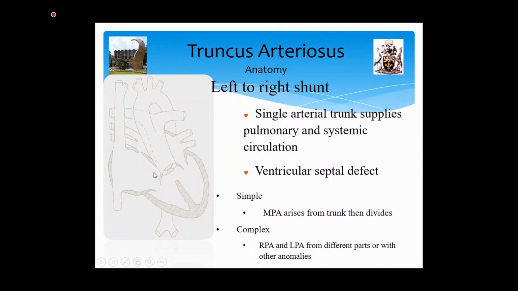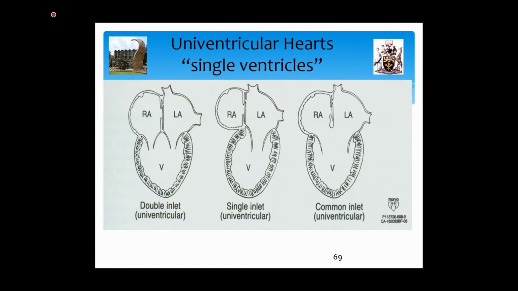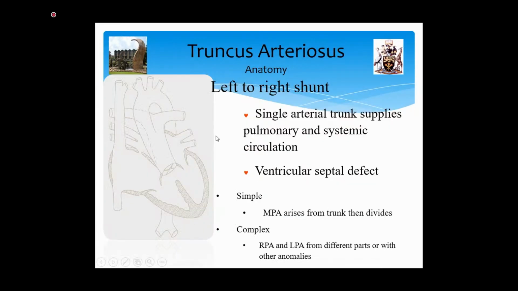There is almost always a VSD, so that the blood from both ventricles goes through the single trunk. There might be different ways of how the pulmonary arteries come off the trunk. Many times it will be one, or you might have them coming from different sides. That's the more complex ones. Sorry, I said I'll tell you a little more.